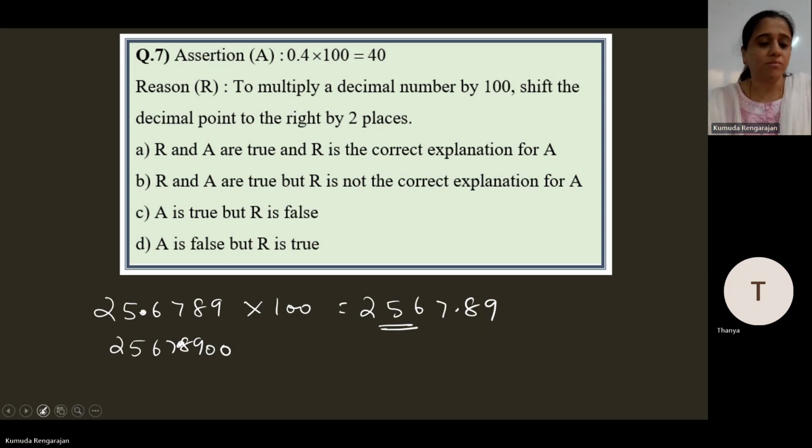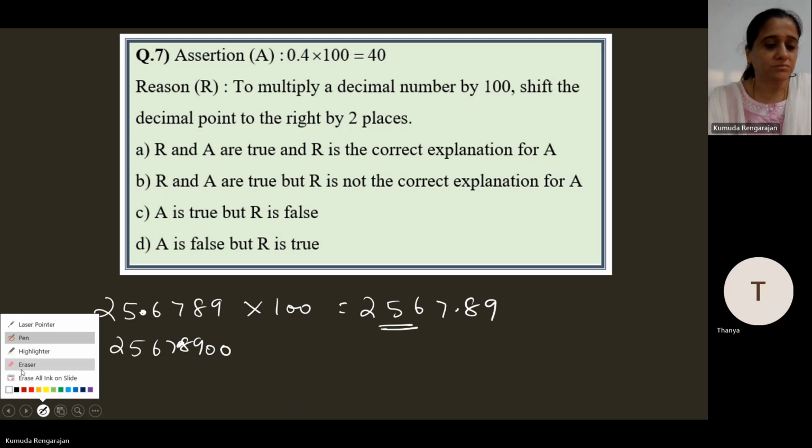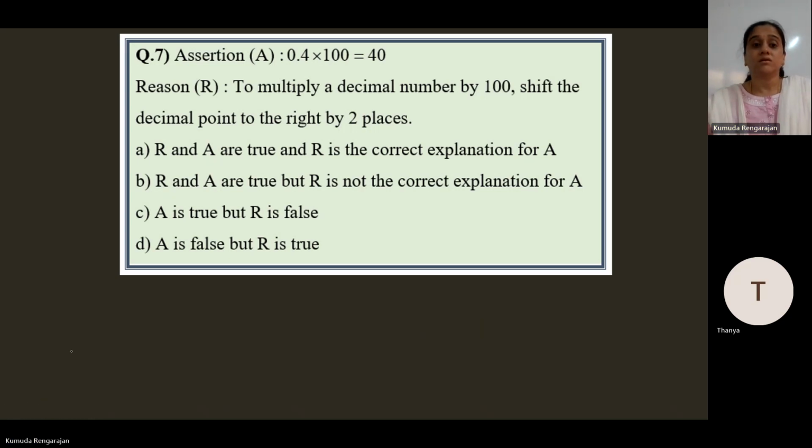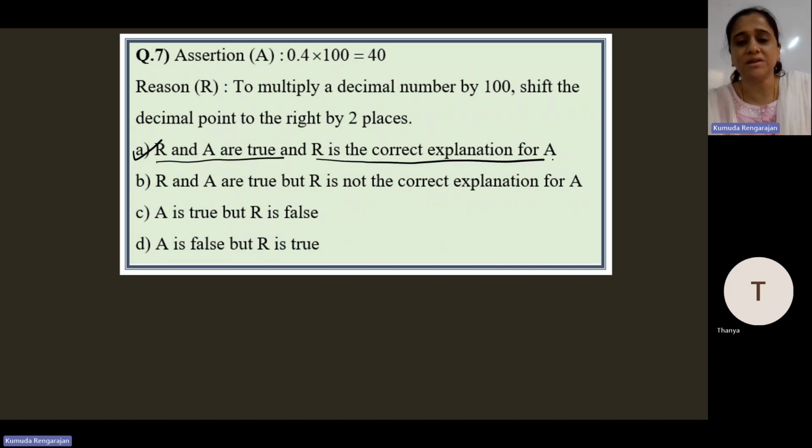But it's given decimal number, so let me not confuse you. What's the answer here? Which is right? A, B, C or D? R and A are true, and R is the correct explanation for A.